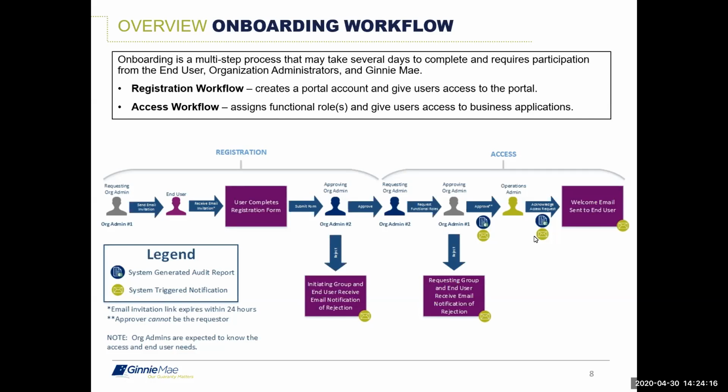You will know that those actions have been completed because you will receive 2 emails. One is an email that welcomes you to MyGinnieMae, establishing your new account and telling you you can log in. The second email is a notification of functional roles. Anytime a functional role has been assigned to you or has been finalized by the operations administrator, you will receive an email telling you that you have received a functional role and which functional role you have received, okay?